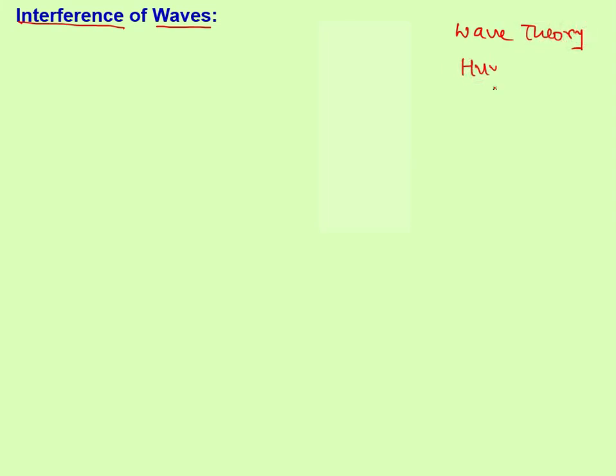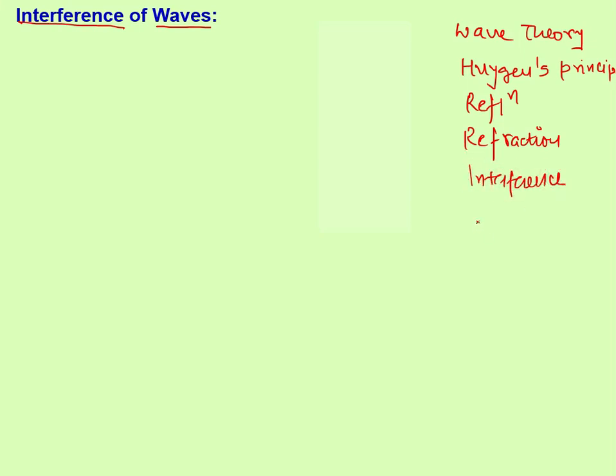Then we discussed Huygens principle, and what it says is that every point on a wavefront acts as a secondary source of new wavefront in the forward direction. And we studied how waves actually propagate in free space. Then we studied reflection of waves using Huygens principle, and refraction of waves using Huygens principle. Alright, today we'll start with another phenomenon of waves, and that is interference of waves.